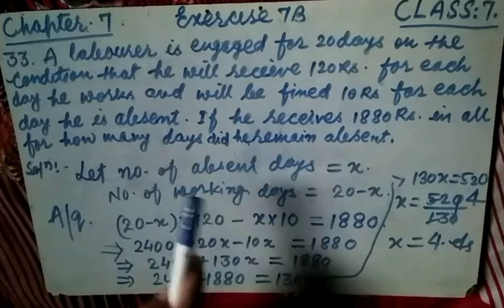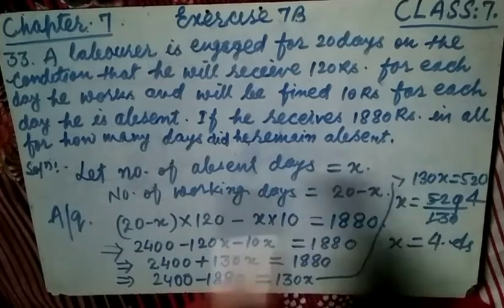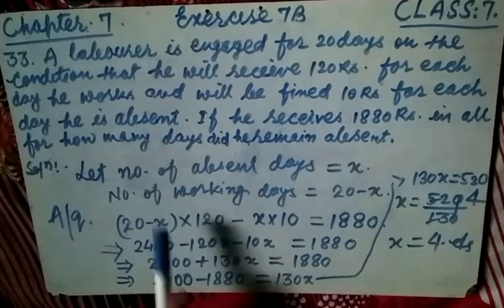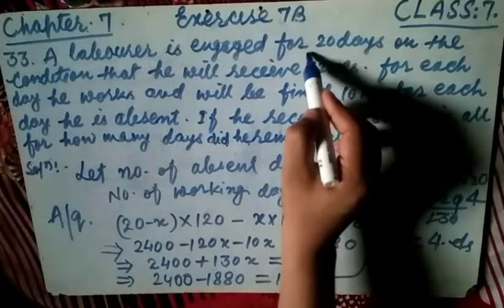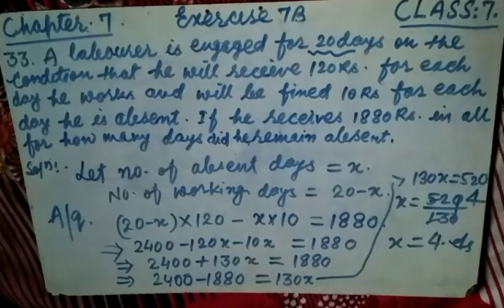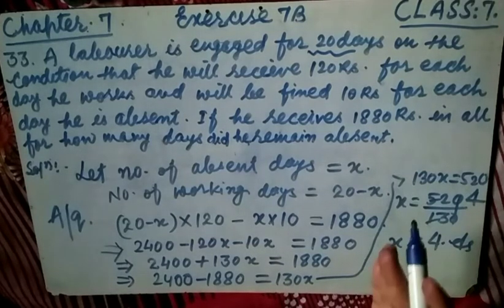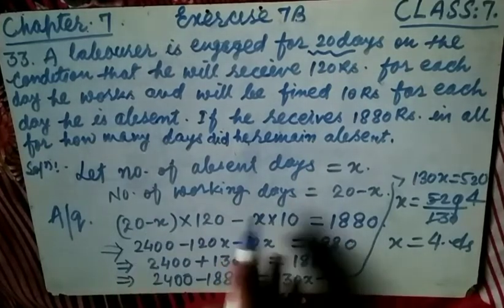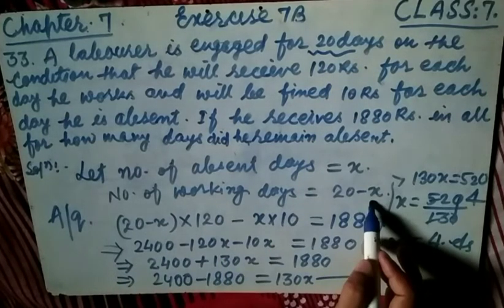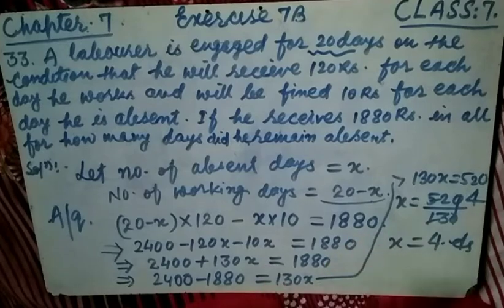Let the number of absent days be x. Suppose the number of absent days is x. Now the total days is 20. If you subtract the absent days from 20 days, it becomes the total number of working days, meaning 20 minus x. This is the total working days.